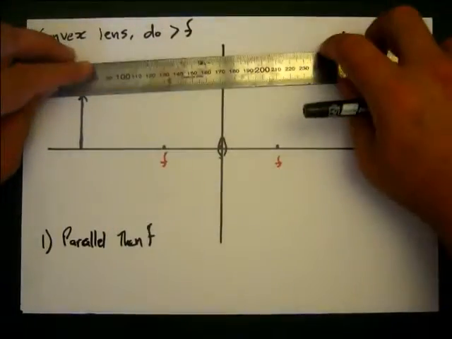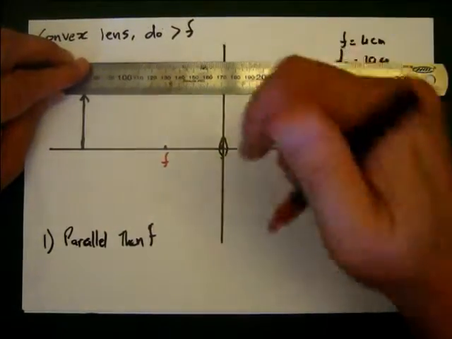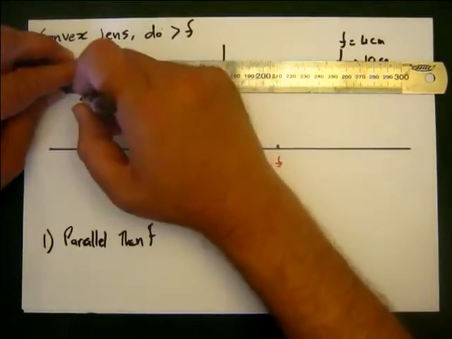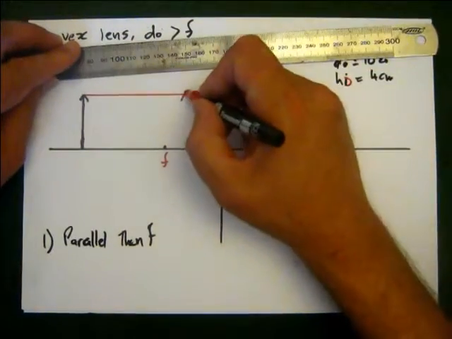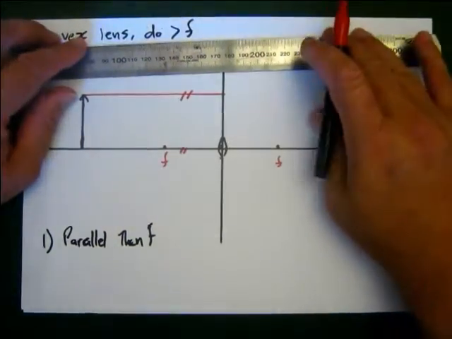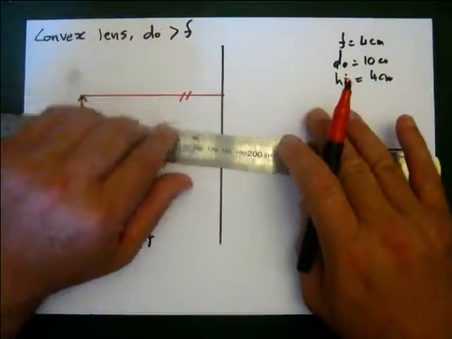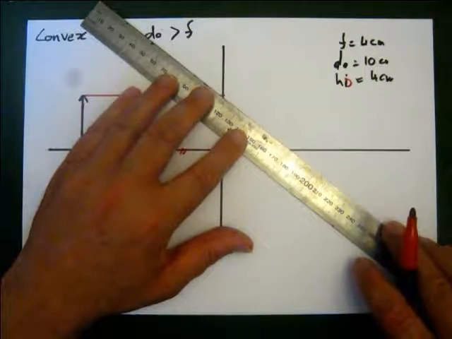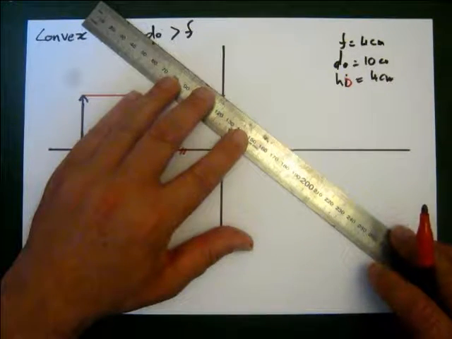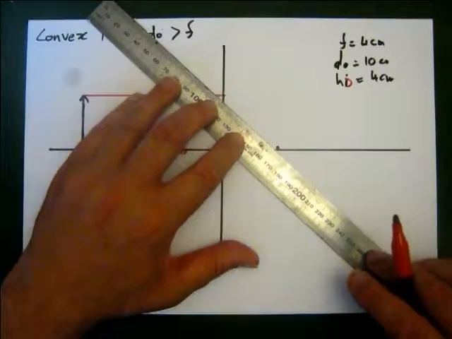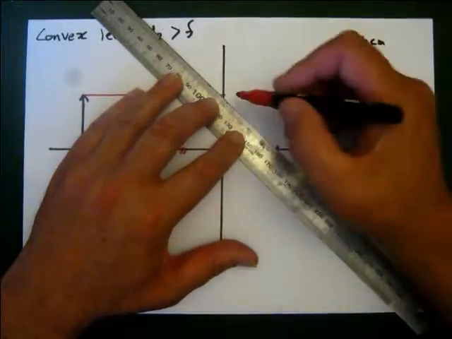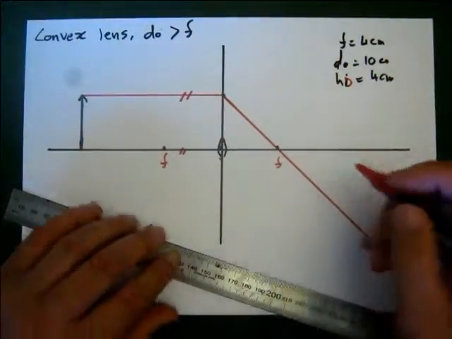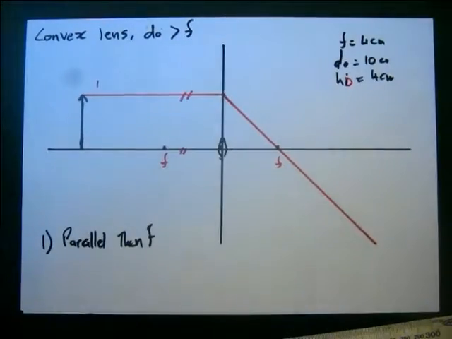The ray of light leaves my object, goes along parallel to here, and once it hits here, with the mirror it reflects, with the lens it transmits, so it goes through here, and we'll draw through there from that line of action through F. So this is going to be line 1.